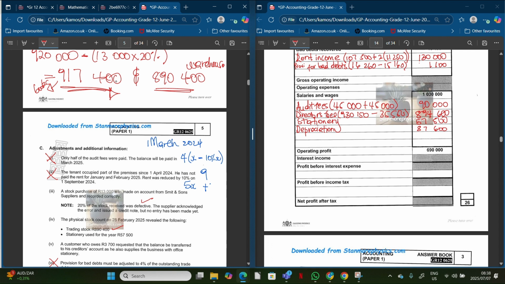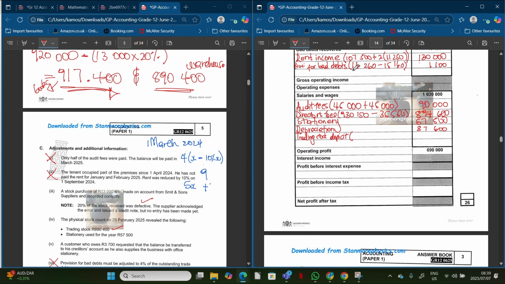And what did I say about this one? I said if the one in the books is more than the one in our warehouse, that is a deficit. But if the one in our books is less than the one in the warehouse, it means that we have a trading stock surplus. So now if we look at these two, the one in the books is more than the one in the warehouse. So we definitely have a trading stock deficit.